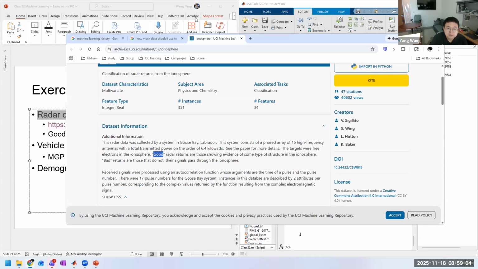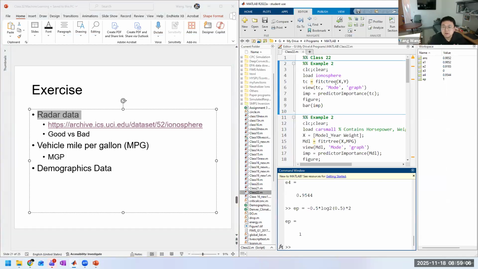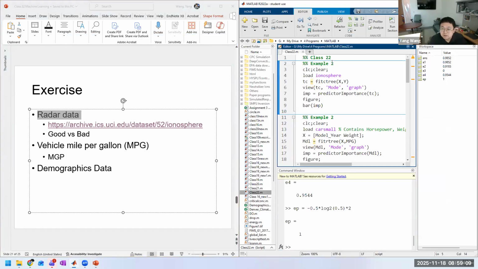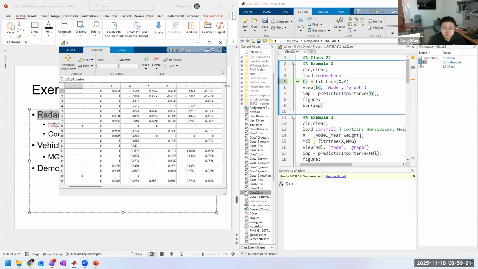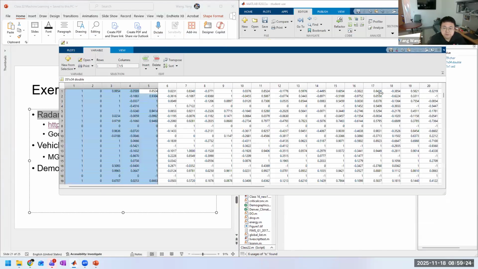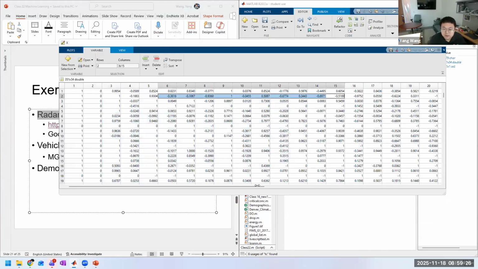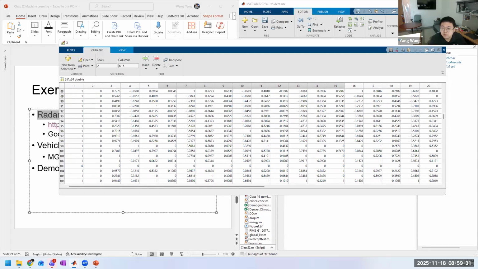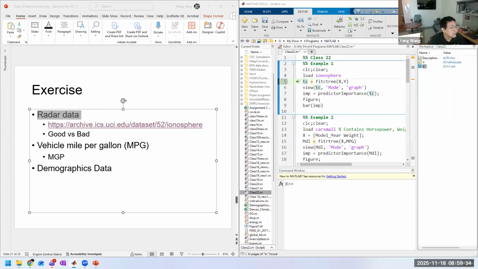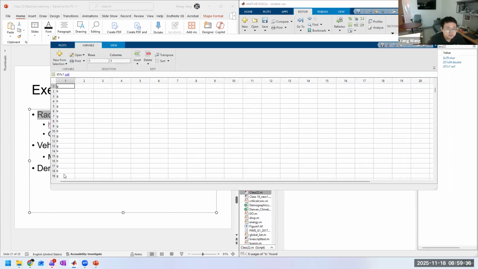If you look at this data, we can go to the example. This is actually example 1, and let's load this data. Okay, so this is the loaded data. You can see the X data, which is basically our feature data. You have different columns, and these are different values that you get from the radar. Some are 0, some are 1, and then the Y is the category of good or bad.